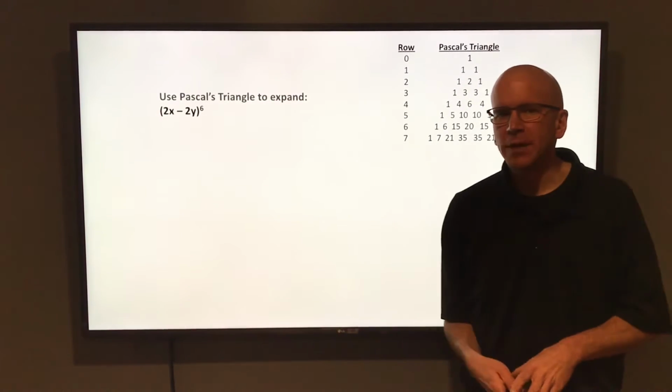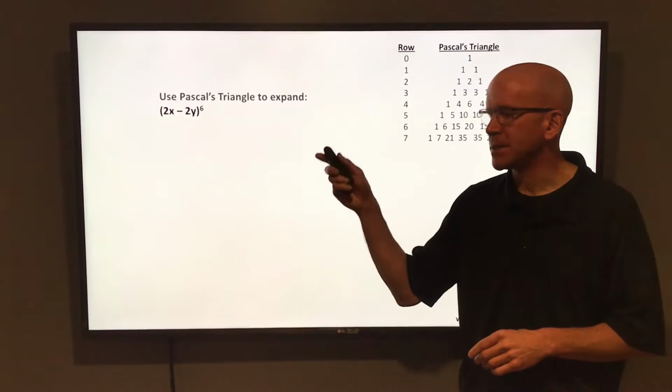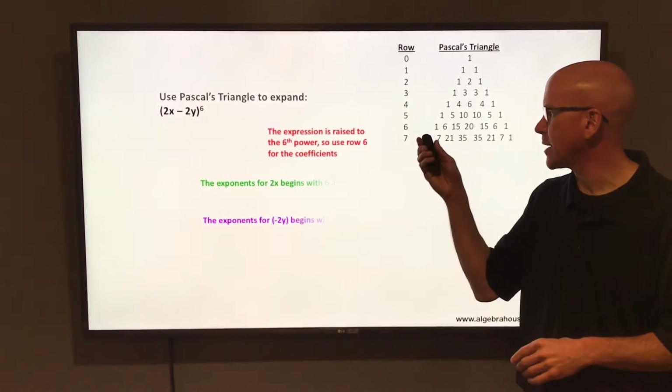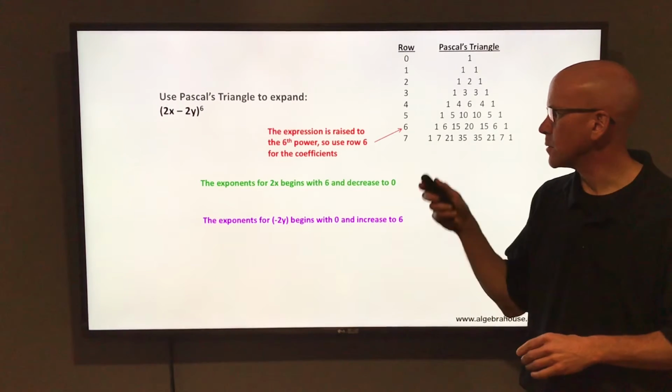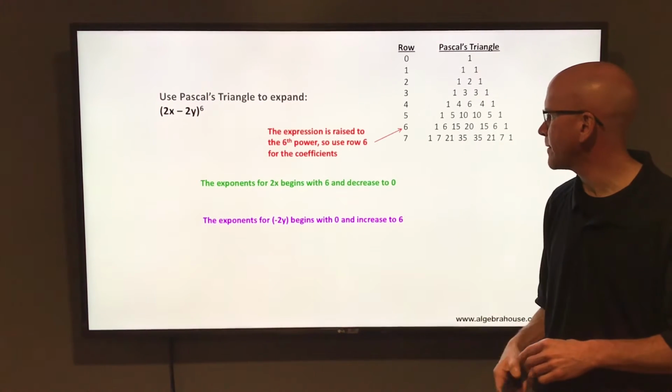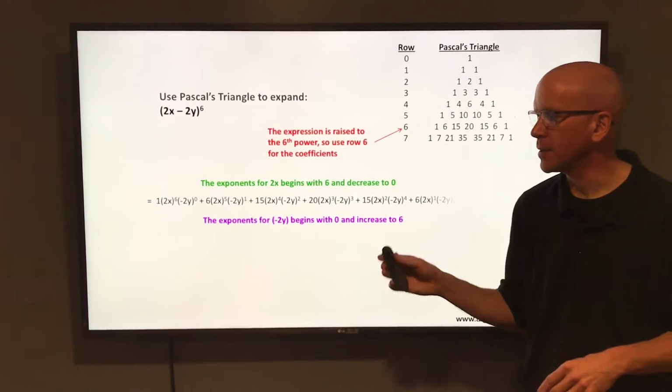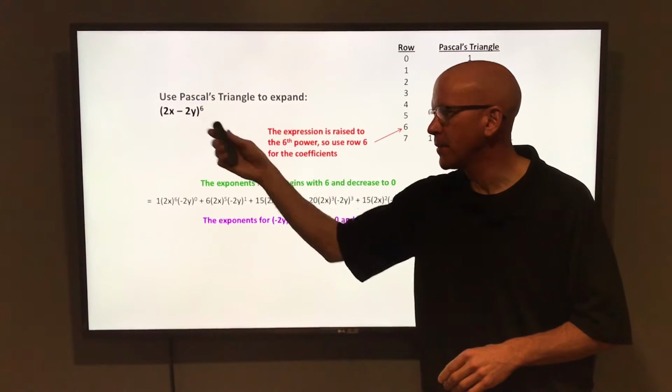We're going to expand (2x - 2y)^6 using Pascal's triangle. Since we're going to the sixth power, we want to look to row 6 of Pascal's triangle and pick out those coefficients. So those coefficients are 1, 6, 15, 20, 15, 6, and 1. You want to space those out across your paper, leaving enough room after those to put the 2x in and the negative 2y in.